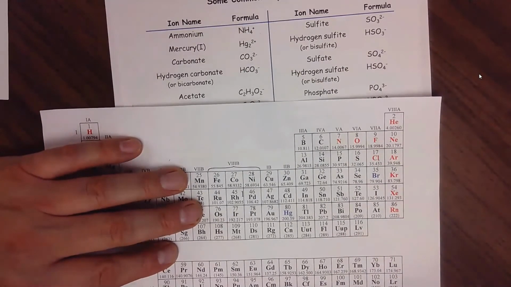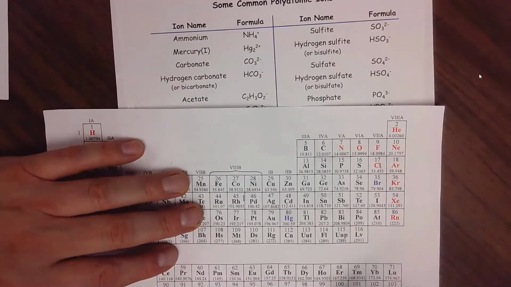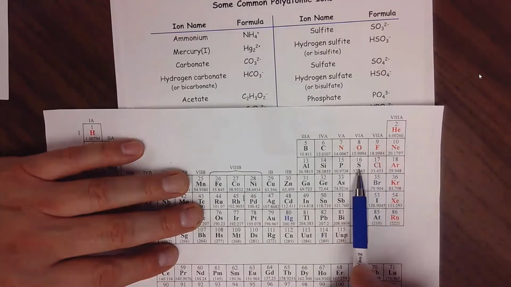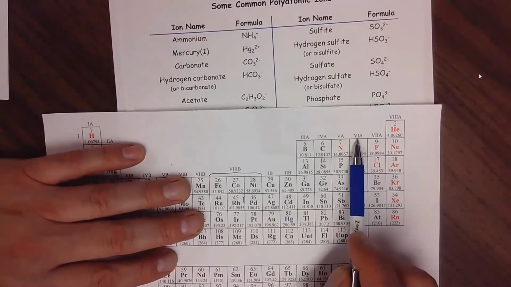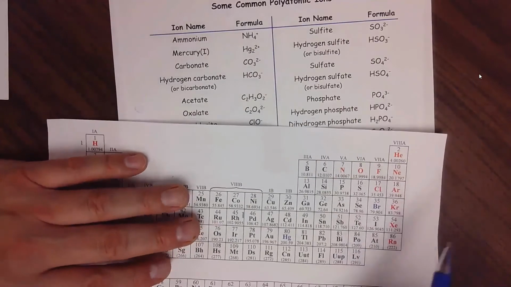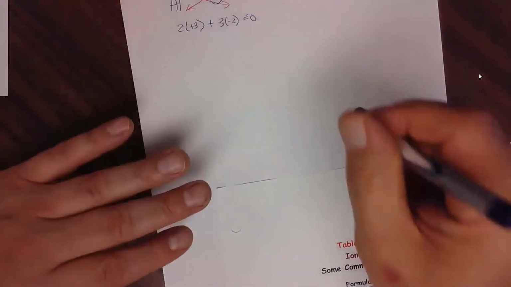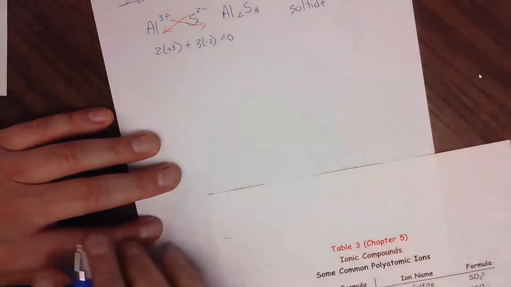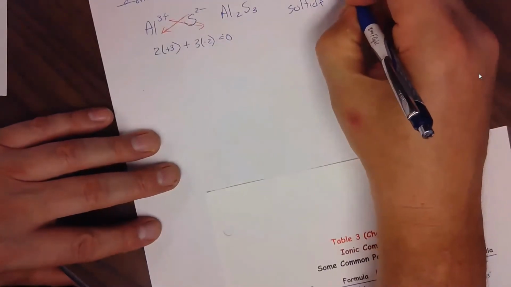Okay? What about the charge? Well, sulfur is in group 6. 6 minus 8 is -2, just like sulfide, right? Sulfide. So sulfide, ending in ide, is simply S2-.